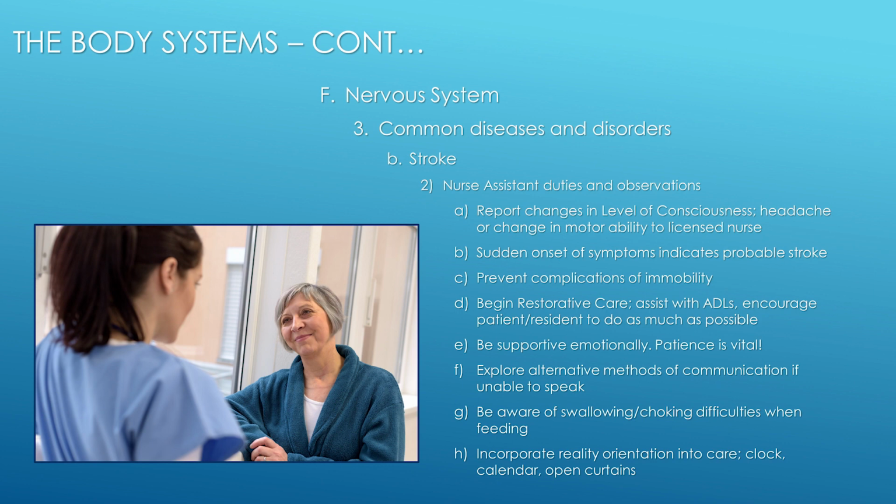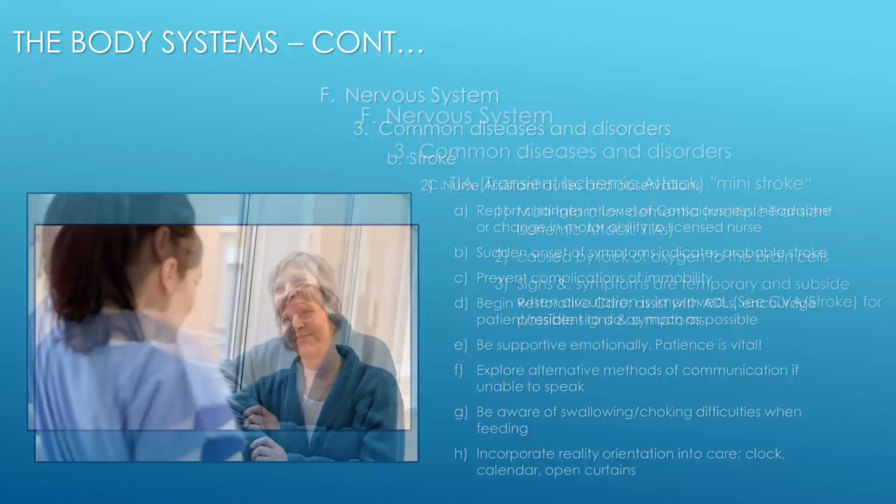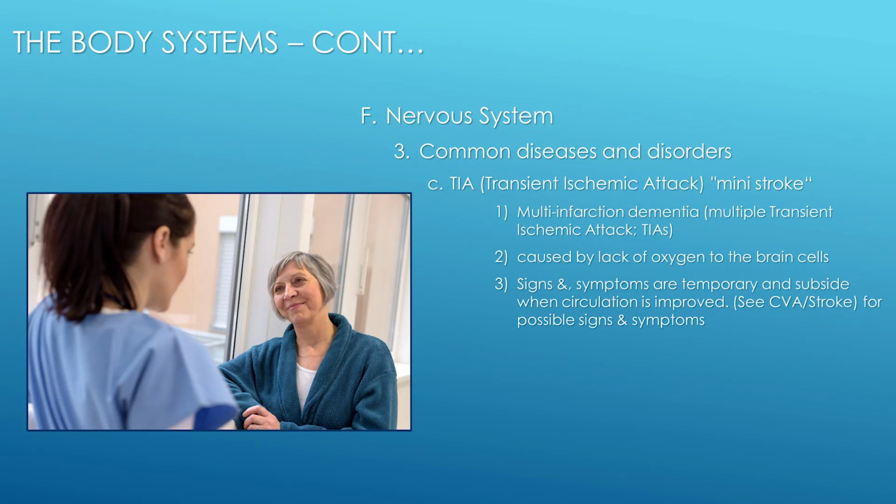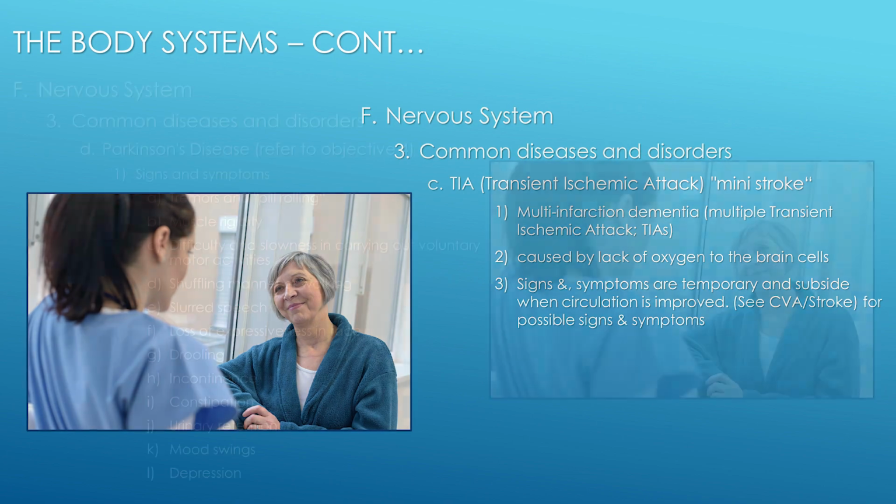Explore alternative methods of communication if unable to speak. Be aware of swallowing and choking difficulties when feeding. Incorporate reality orientation into care, such as a clock, calendar, open curtains. Transient ischemic attacks, or mini-strokes. Multi-infarct dementia: multiple transient ischemic attacks, or TIAs, caused by lack of oxygen to the brain cells. Signs and symptoms are temporary and subside when circulation is improved.